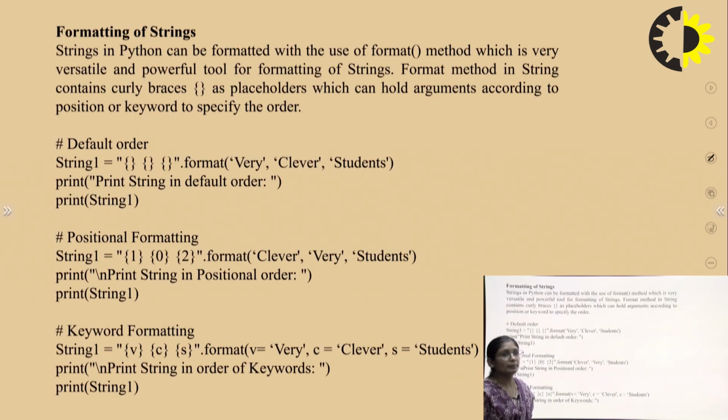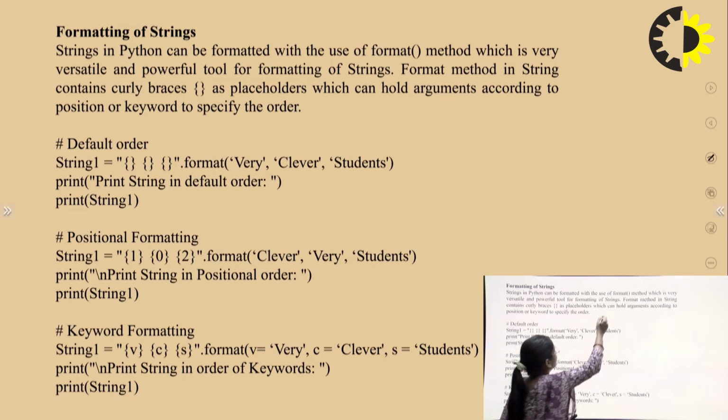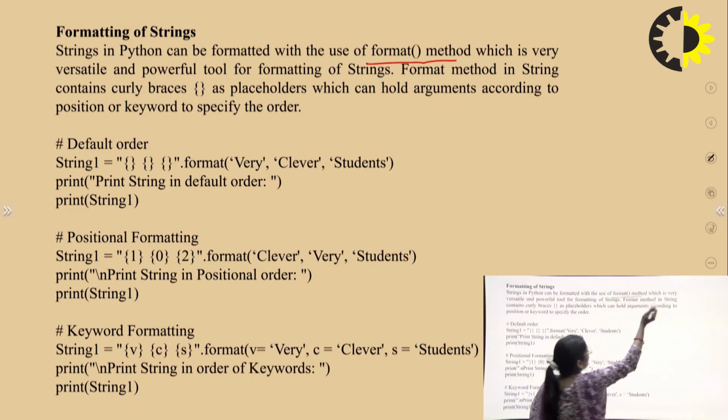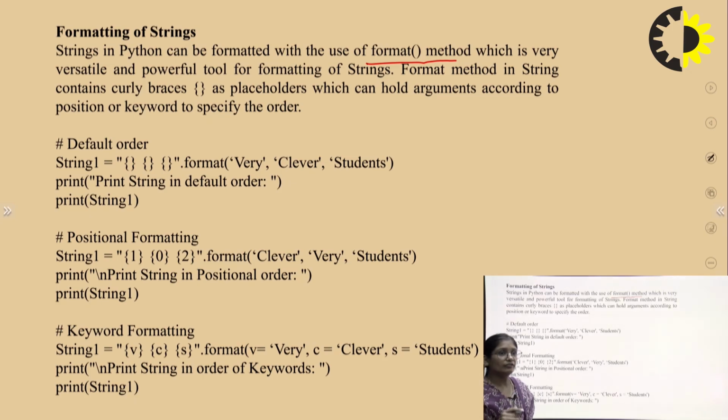Now, formatting of a string. How can you format a string? A string in Python can be formatted with the use of the format method, which is a very versatile and powerful tool for formatting of strings. The format method in a string contains curly braces.